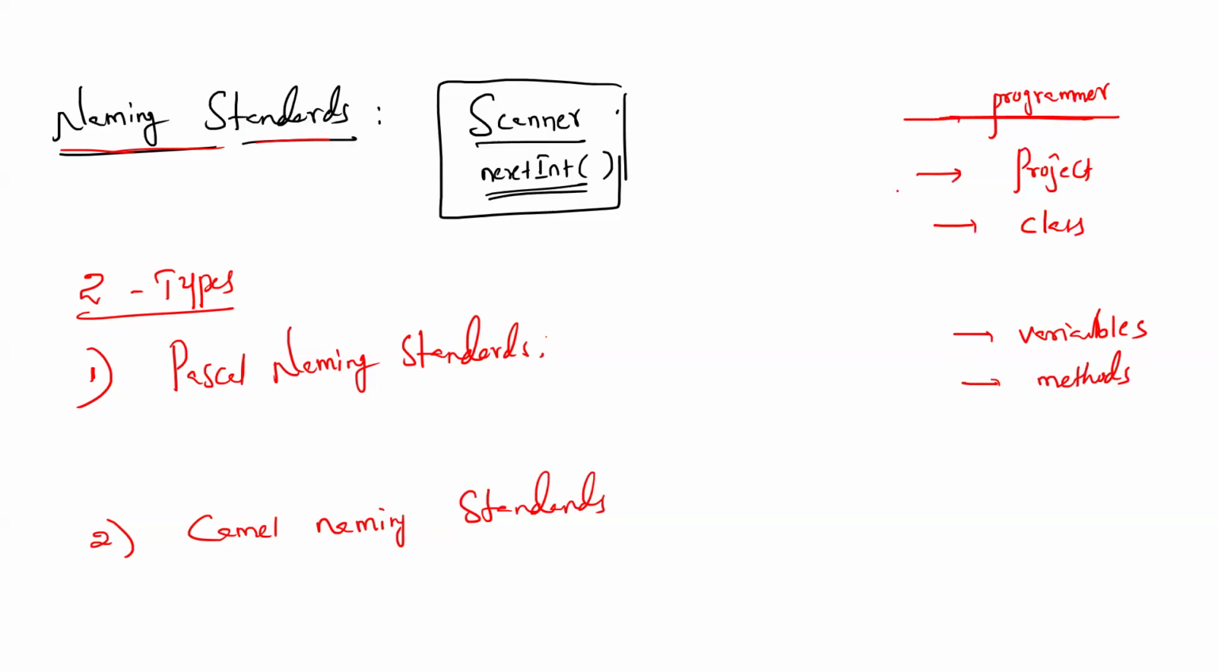Because these things are given by the programmer, for one developer to another developer to understand which is a class, which is a method, which is a variable, we have to follow some rules. Otherwise, in my project, for example, there is a developer one.